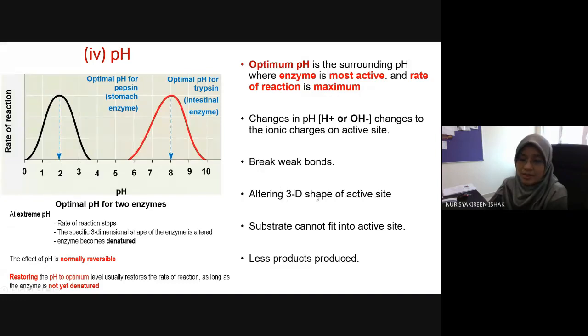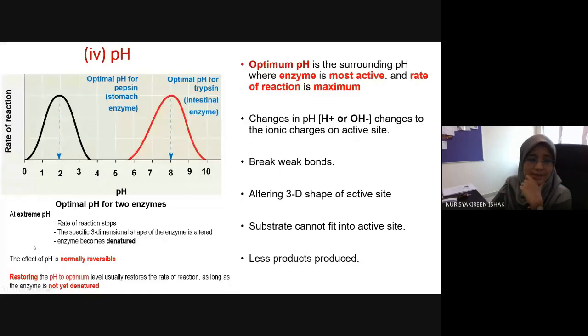When you see the words alter the 3D shape of enzyme, that is the globular shape of the enzyme, the functional shape of the enzyme. Once the enzyme is denatured, the shape of the enzyme is destroyed. So therefore, the active site now has a different shape, loses its functional shape, so substrate cannot bind to the active site, and the rate of reaction will decrease and less product will be produced, or no product at all if the reaction stops. Okay, so that is the effects of pH.